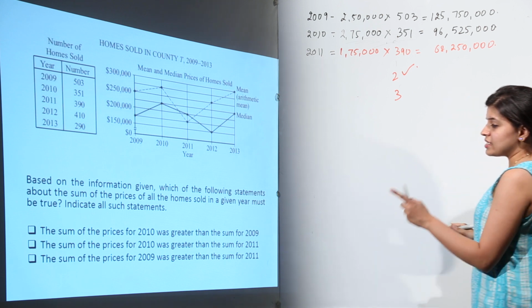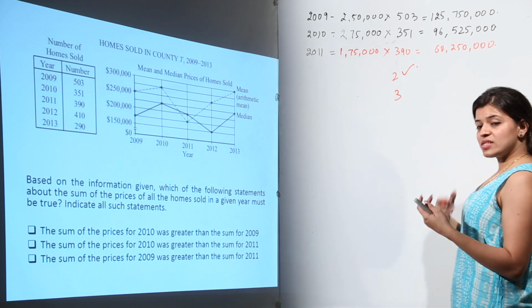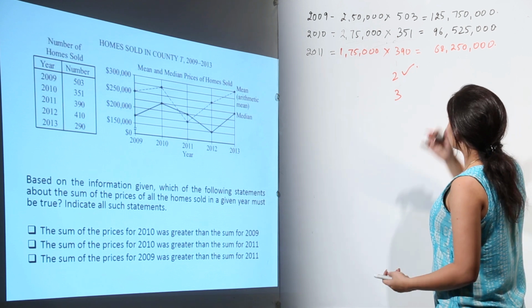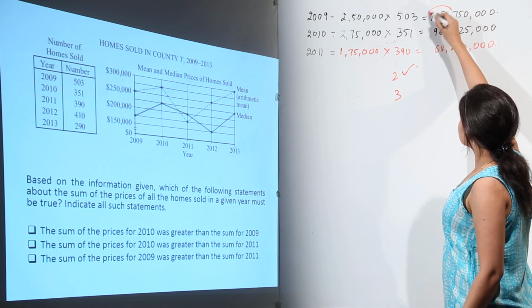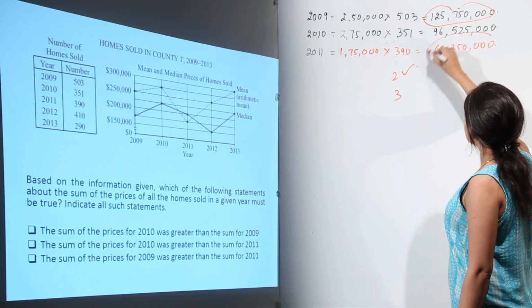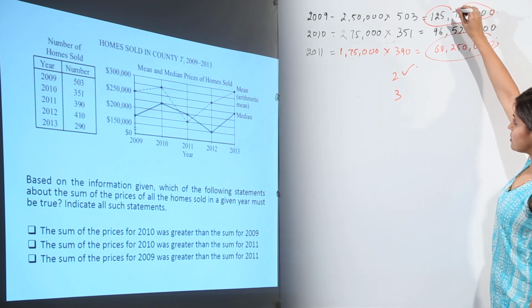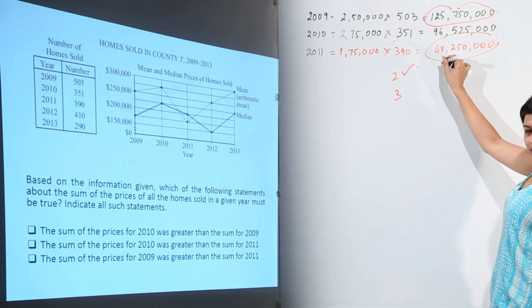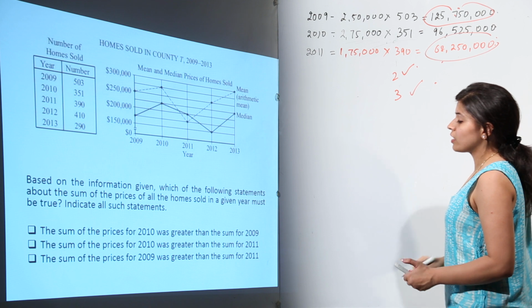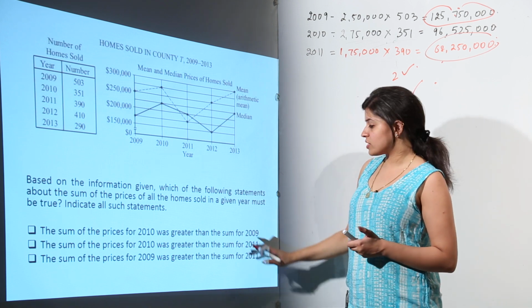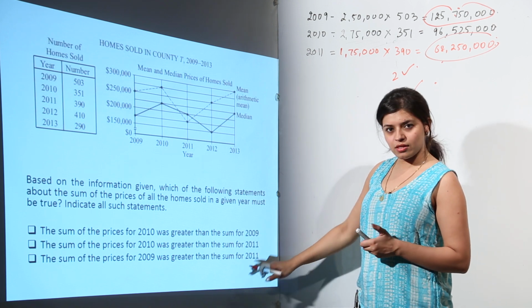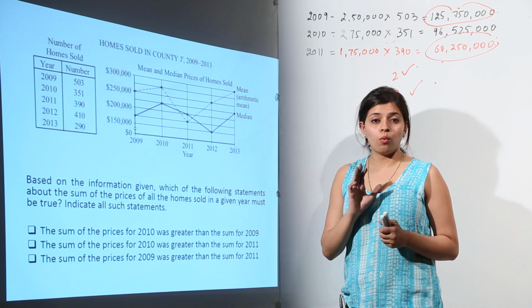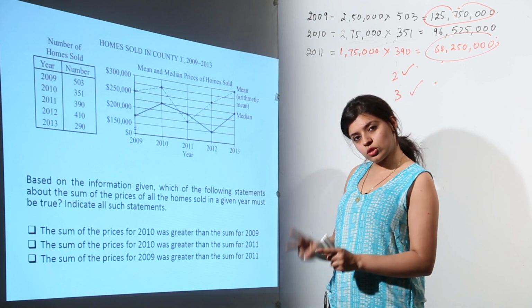Third statement. The sum of the prices for 2009 was greater than the sum for 2011. The sum for 2009 is this and for 2011 is this. Yes, the 2009 value is greater than the 2011 value. So option 3 is also correct. So out of these three options, the first is incorrect and the second and the third are correct. You will be awarded marks only if you select both the correct options.